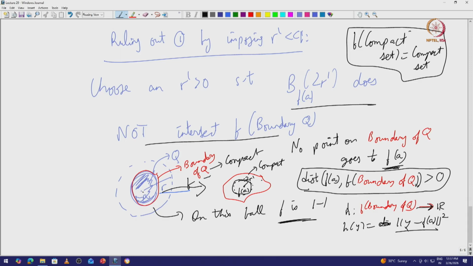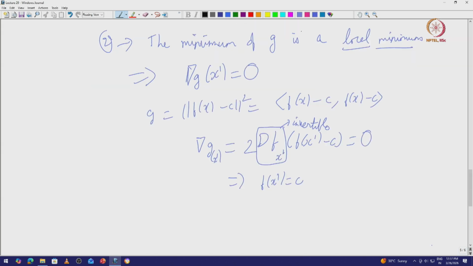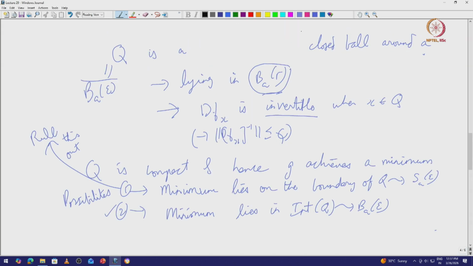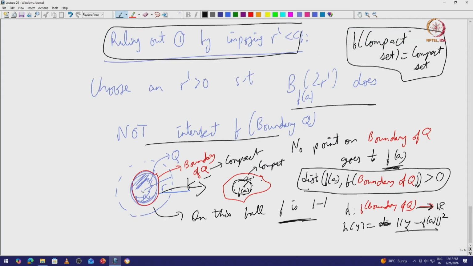Okay, we are crucially using the fact that f of f is 1 to 1 here. Now this implies that we can rule the first possibility out, namely the minimum of G cannot occur on the boundary of Q. What is G again? G is the distance, G is f of x minus c square. C is in the ball of radius r dash around f of a, right?